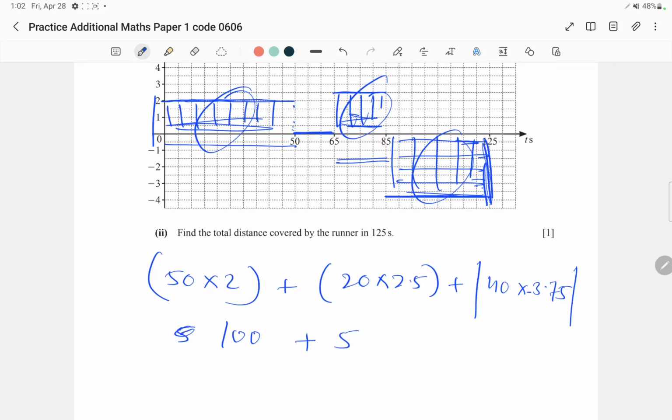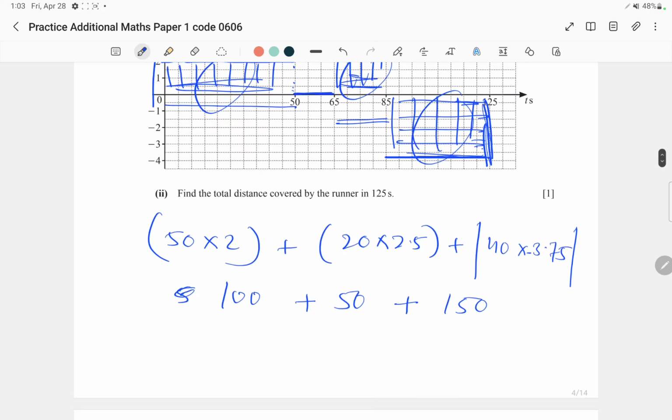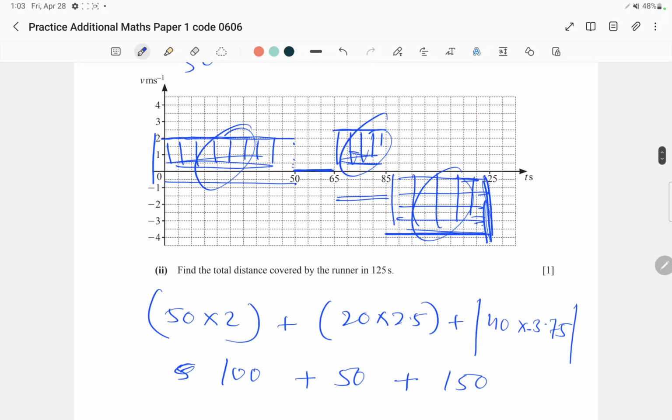plus over here 20 times 2.5, that's 50, and over here that is 40 times 3.75, which is 40 times minus 3.75, which is minus 150, but because of the magnitude I will write plus 150. So add 150 plus 50 plus 100. How much? It is 300, right? So this is 300 meter. Now you might be thinking, sir, we need to add this, and add this, right?